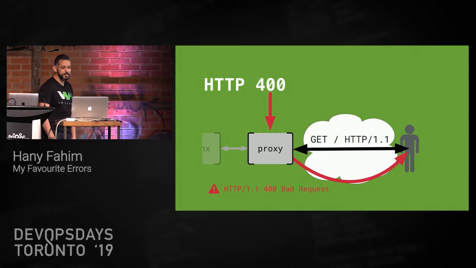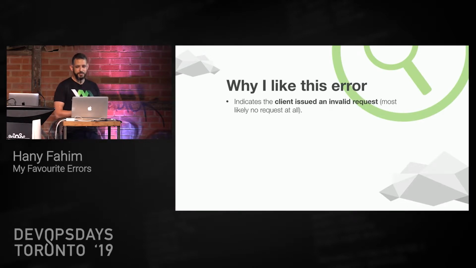If we talk about some 400s, my favorite 400 series, you have your 400, which is you're trying to send a request, and the proxy, for whatever reason, throws a 400 bad request right back to you. I like this error because it pretty much tells you the client is the culprit. It probably sent an invalid request. Most of the time, it's an empty request, which is still invalid.